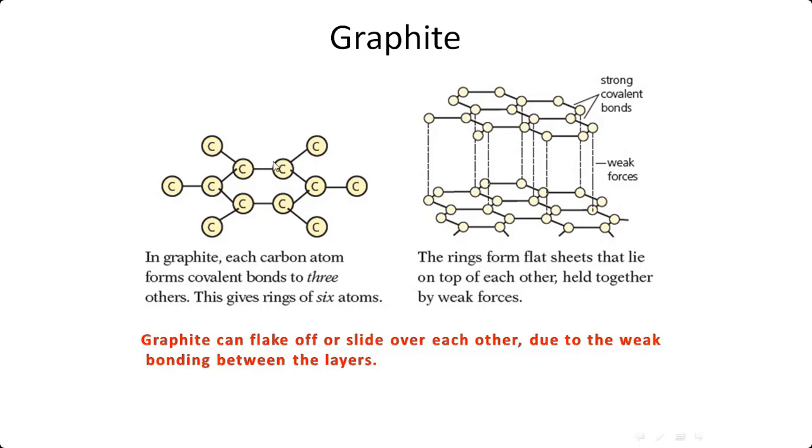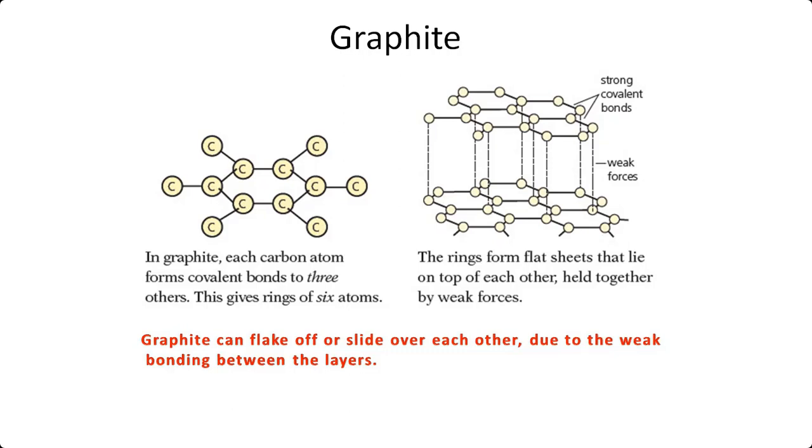For graphite here, each carbon is bonded to 3 carbon atoms. So this is connected to this one, and this, and this. But we know that carbon is located in group number 4, which means it has 4 electrons in its outer shell. Here it has only 3 bonds, which means there is an electron that is not bonded. So this electron will move across the layers. So that's why graphite is a good conductor of electricity, due to the delocalized electrons.